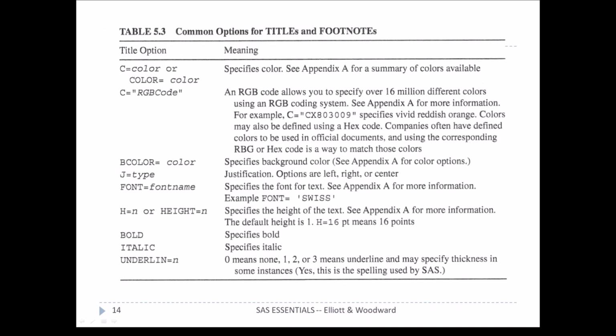And here's a table with common options for titles and footnotes. We've seen most of these, like the color. One I want to mention is the C equal RGB code. You'll notice in the explanation there's a C equals CX803009 for reddish orange. A lot of times companies, corporations, or organizations have a particular color that they have defined as their color. And they oftentimes want things to be in their color, so you can specify a very specific color if they can give you the RGB code for that color. You can choose a background color, justification, and so forth, as you see there, and we'll see some examples of that as we go along.